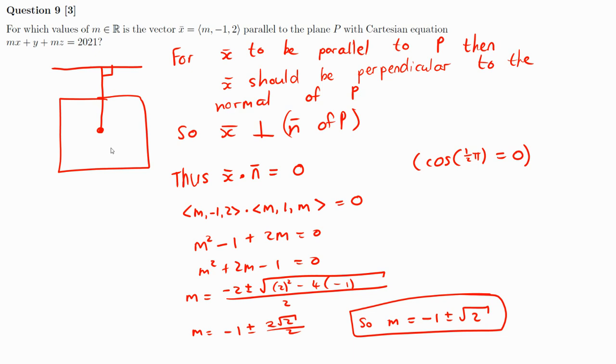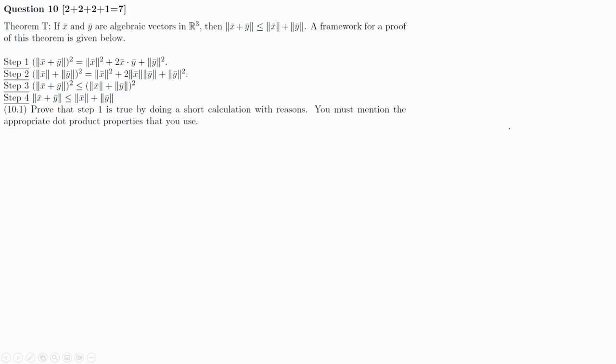Okay, perfect. I think we explained everything very well. We said this is equal to 0 because cos at 90 degrees is indeed 0. So now for question 10. So here at question 10, they provide us with a theorem and with a few steps on how they solved this theorem. Okay, and now at 10.1, they ask us to prove that step 1 is true by doing a short calculation with reasons. You must mention the appropriate dot product properties that you use.